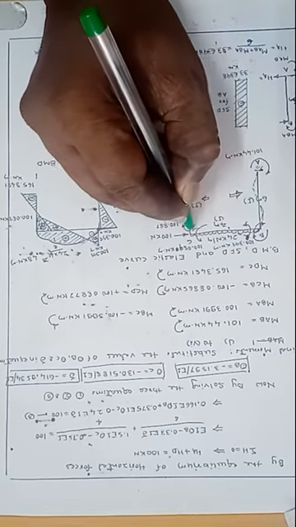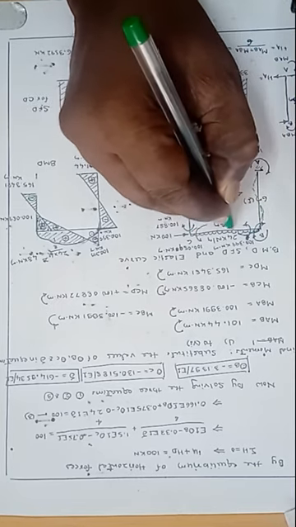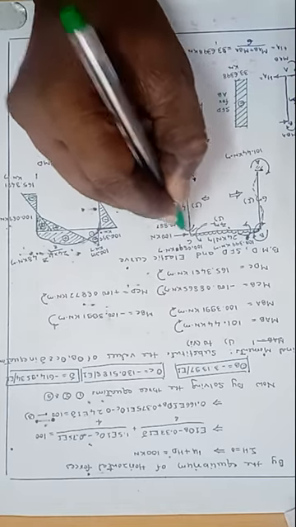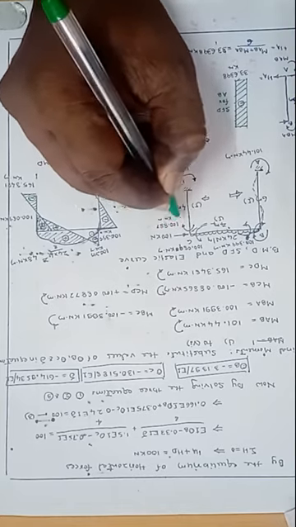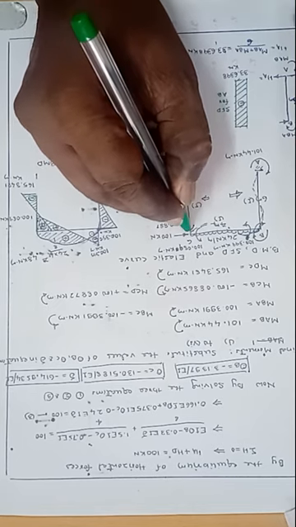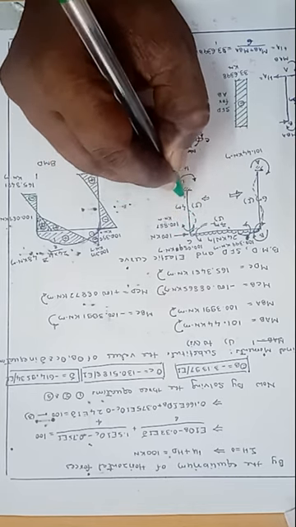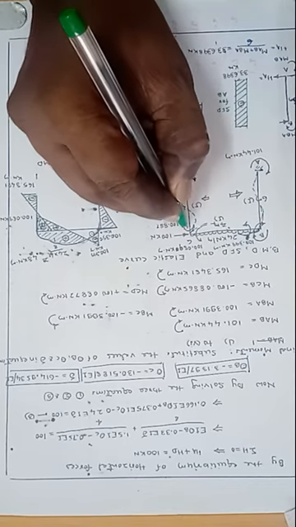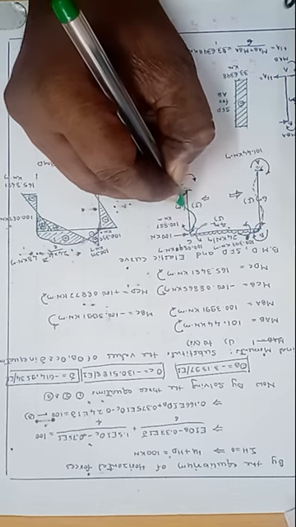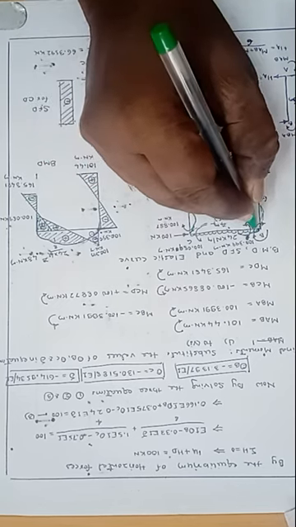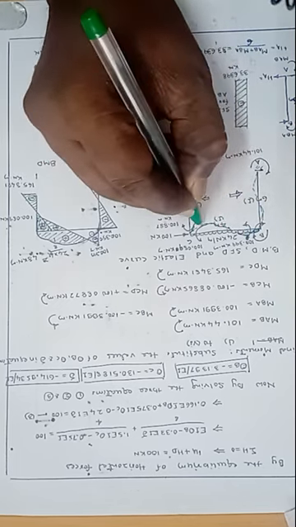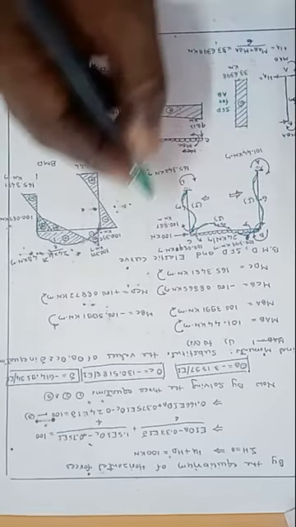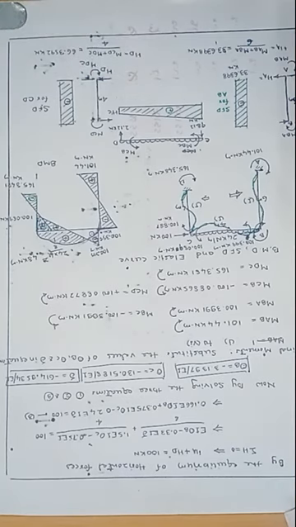This is the deflected shape of this one. Then this one is again sagging, this one is hogging, and the slope at this end is as shown. This is the deflected shape of this beam, or this one is the elastic curve. That completes this problem.